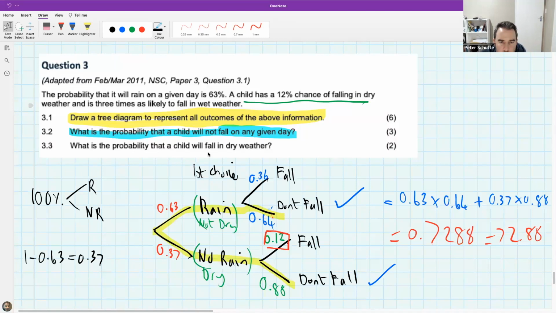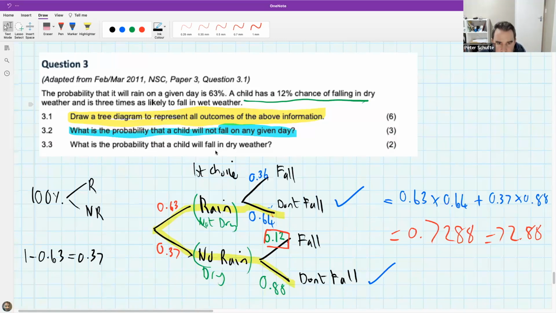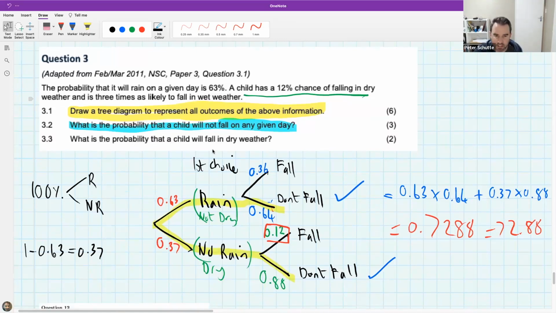Where's the probability that a child will fall in dry weather? Okay, if it's dry weather, it assumes that there's dry weather. So if it is dry, the chance of a fall is just going to be 12%, because you're just saying, I've already got this. I know this is true. So therefore that must be 12%. Okay, so I hope that helps.